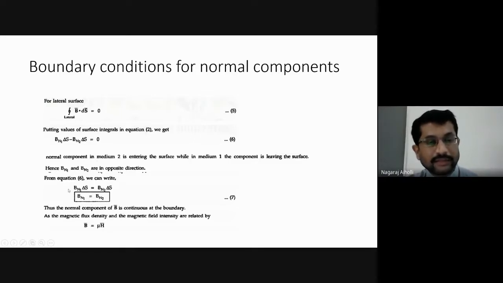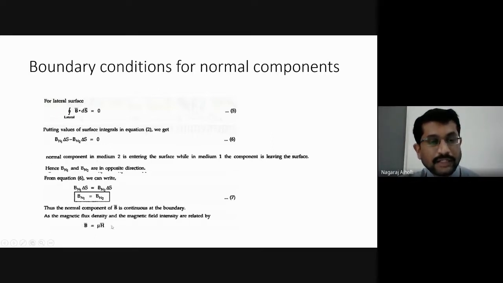What it indicates here: Bn1 is equal to Bn2, so the normal component at the boundary between the two media with permeabilities mu1 and mu2 is continuous at the boundary. The meaning is that the normal component of flux density in medium 1 is equal to the normal component of flux density in medium 2. It indicates that the flux density in medium 1 is continuous with the flux density in medium 2. That is, the normal component of B bar is continuous at the boundary because Bn1 is equal to Bn2.